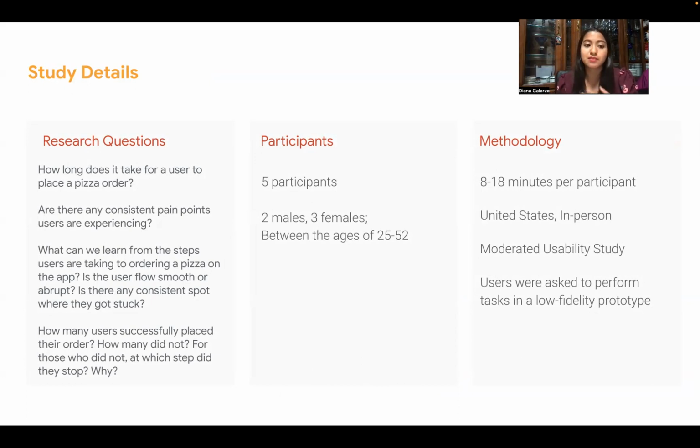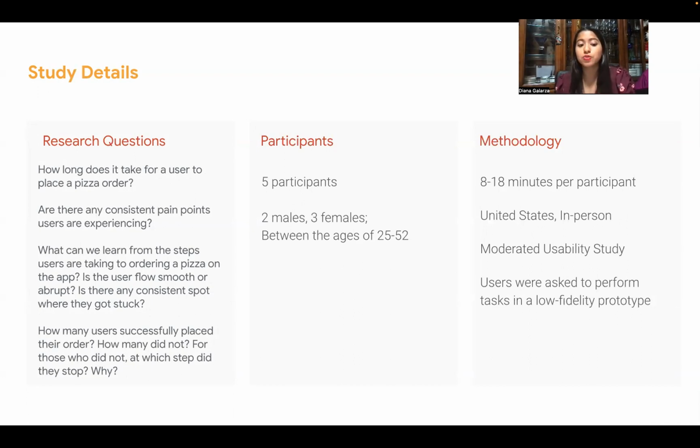Are there any consistent pain points users are experiencing? What can we learn from the steps users are taking to order a pizza on the app? Is the user flow smooth or abrupt? Are there any consistent spots where they got stuck? We want to avoid and eliminate as many pain points and obstacles as possible.